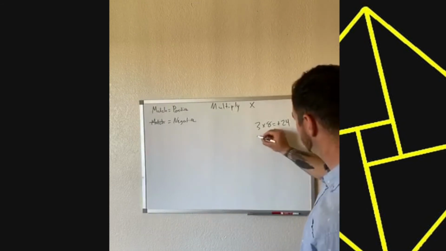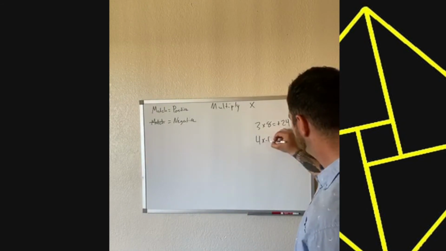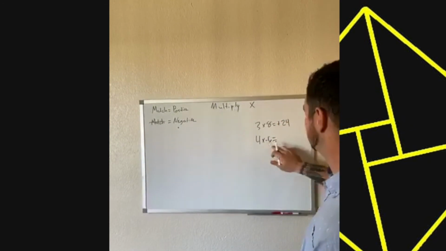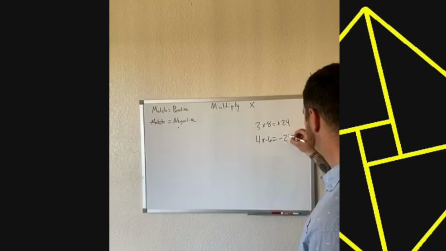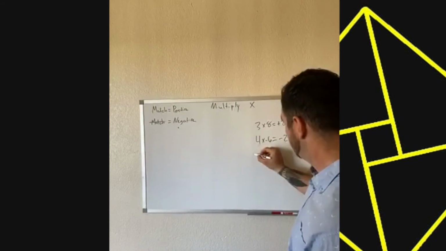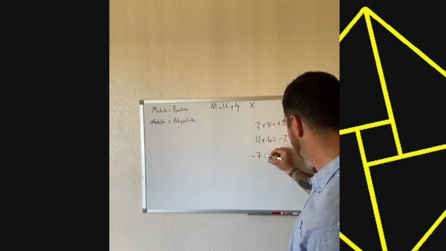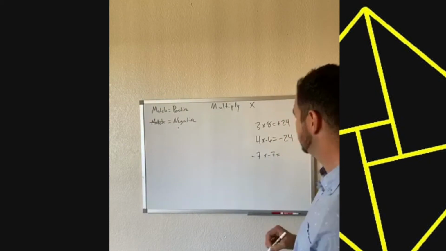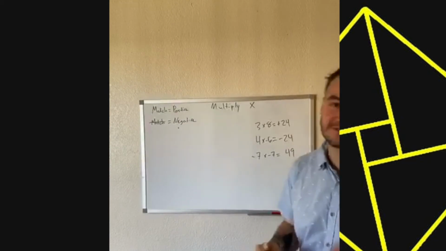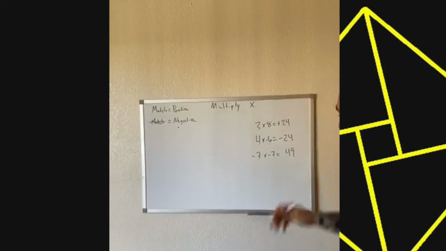4 times negative 6. Now, these signs don't match, so therefore we're going to go negative. So 4 times negative 6 is negative 24. Wow, same answer. Isn't that crazy? All right, and then 7 times 7. Now these are both negatives. Negative 7 times negative 7 equals 49. Cool? That's a square, so if you can memorize your squares, you're golden.